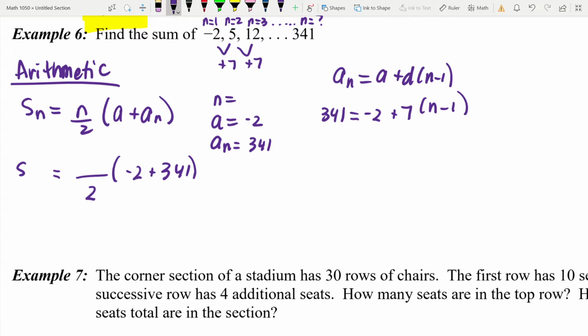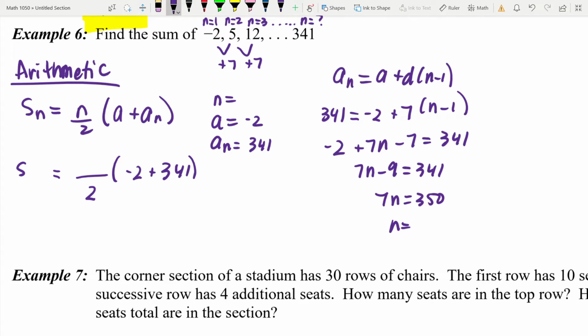Sure. So let's distribute. You get negative 2 plus 7n minus 7 equals 341. That gives me 7n minus 9 equals 341. Move your 9 over. 7n equals 350. Divided by 7, and you get 50. So now I know there are 50 terms. So now I can take that 50 and I can come over to what I'm really trying to find. So this is S sub 50 is 50 over 2. 50 over 2 is 25. So everybody go 25 parenthesis, negative 2 plus 341, close your parenthesis, hit enter. My answer is 8,475, and I'm done.